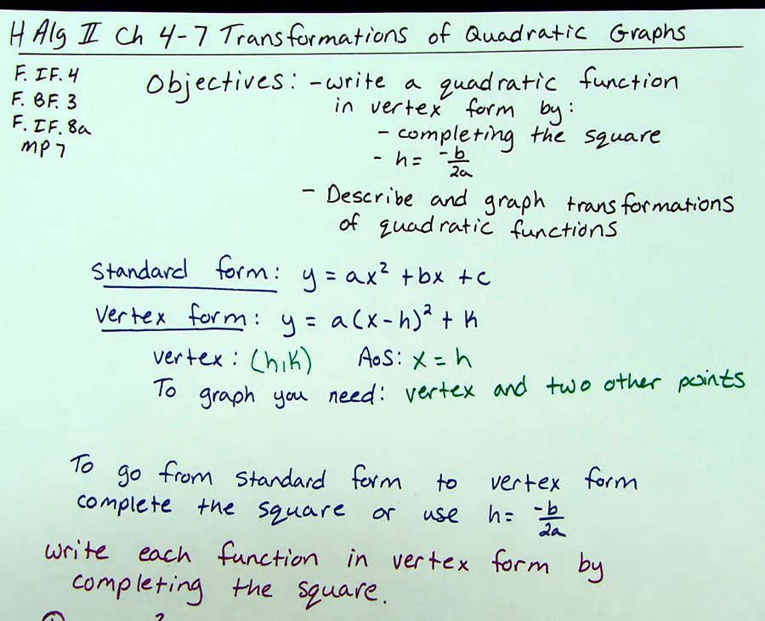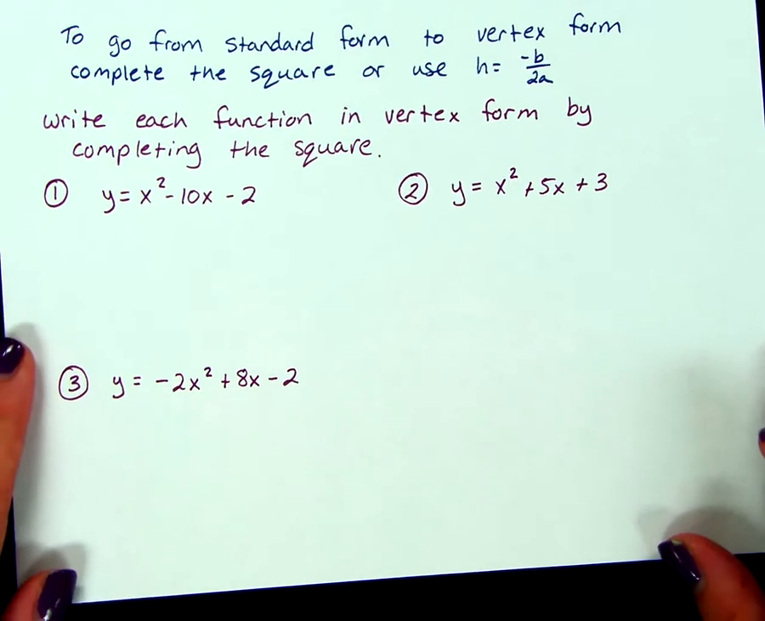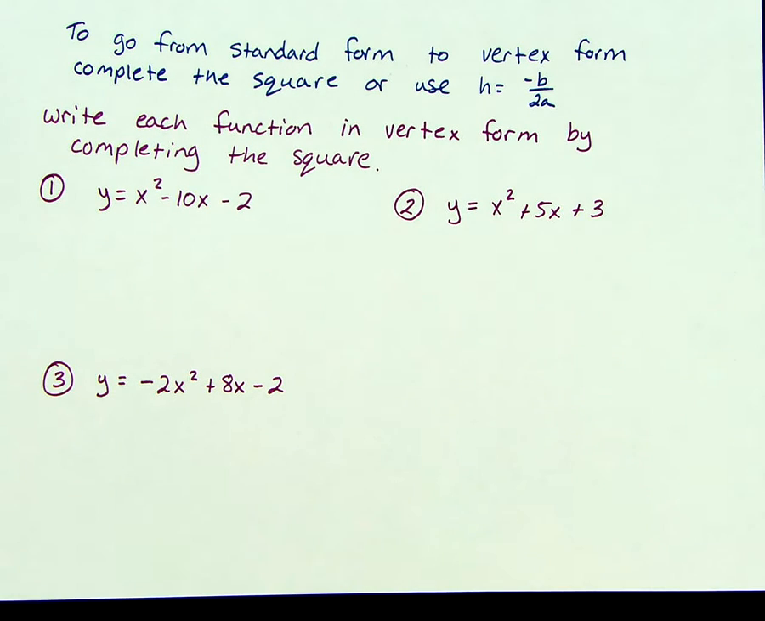Now, when we are choosing which one to use, we really want to look at the number in front of the squared term as well as the middle term. So if the number in front of the squared is 1 and our middle term is even, it's going to be pretty easy to complete the square. If it's not 1 and our middle term is odd, it's probably going to be better to find the vertex first and plug it into the vertex formula. Okay? So the first problem, it should be really easy to complete the square.